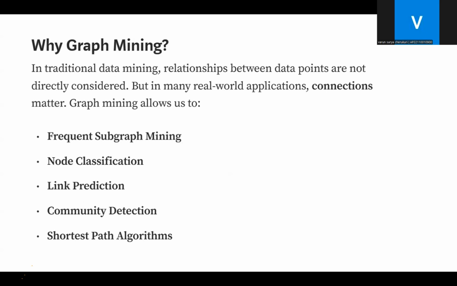And why do we need graph mining? In traditional data mining, relationships between data points are not directly considered, but in real world applications, connection matters. Graph mining allows us to do frequent subgraph mining, node classification, link prediction, community detection, and shortest path algorithm. In this video, we're gonna cover frequent subgraph mining, node classification, and link prediction in detail.